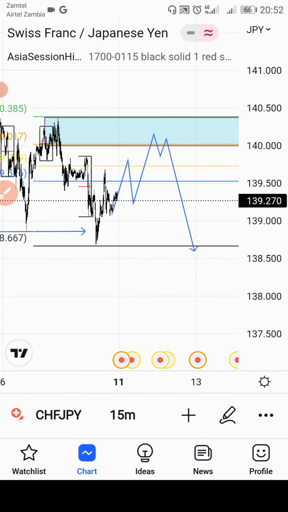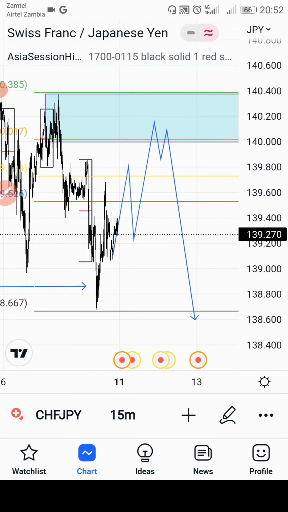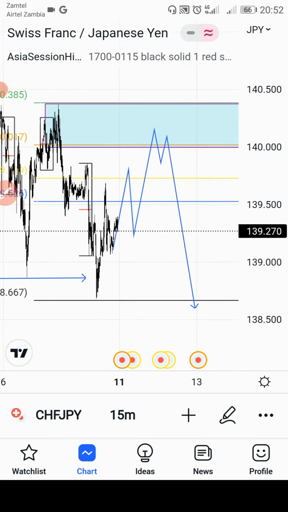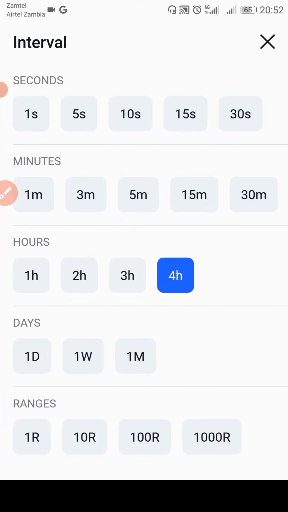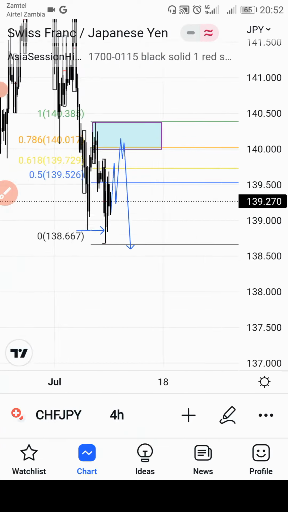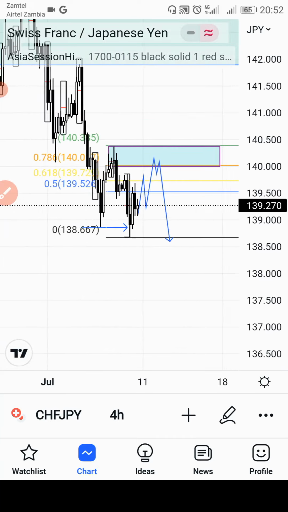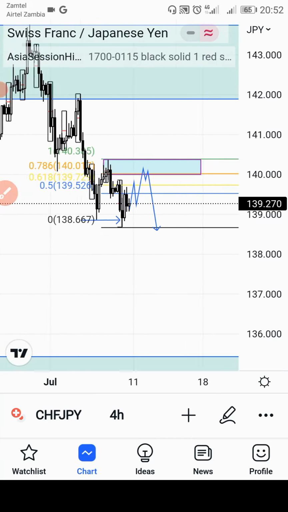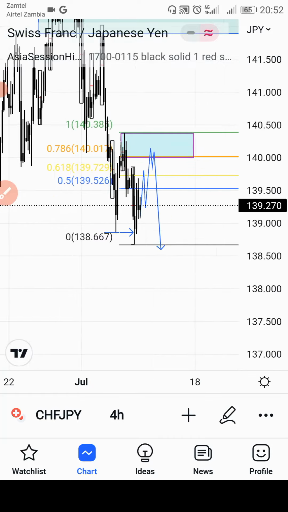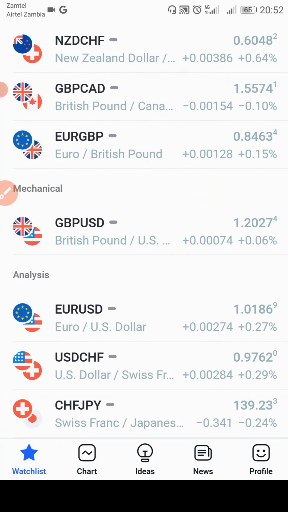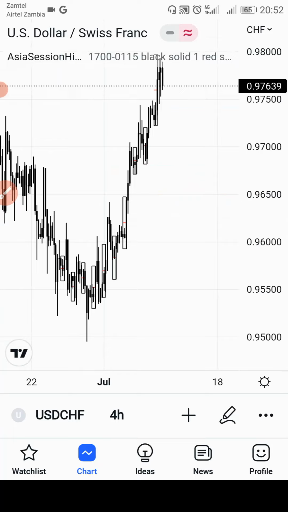Yes, and this is the potential movement I'm looking at on CHFJPY. Until we can go down to those, filling the whole imbalance on the daily and go down even lower, and we're done. So that's for CHFJPY. That's my analysis. And so now we go to the other pair, which is USDCHF.